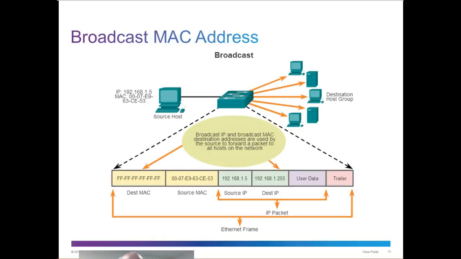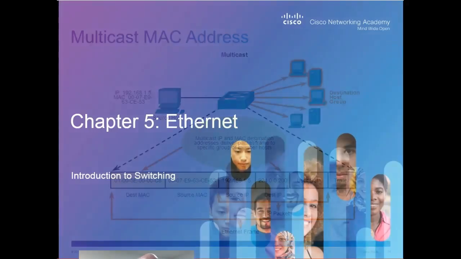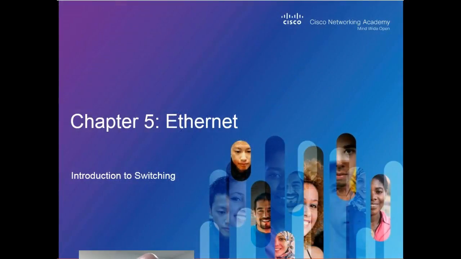So a broadcast MAC address, notice it's all Fs. That's the highest number. F is the highest digit, and it's all Fs all the way across, which means that it is addressed to everybody on the network, and everybody will look at it. And then a multicast MAC address will be sent to a group. These are special address ranges that go to just a few people out on the web. So you have unicast, multicast, and broadcast. So I'm going to stop here right now and let you absorb that as we move on to the next section.